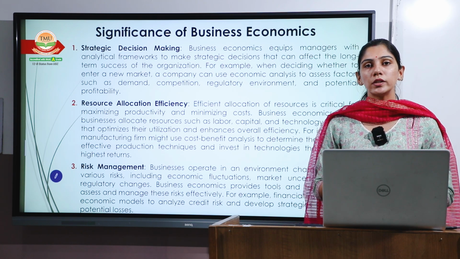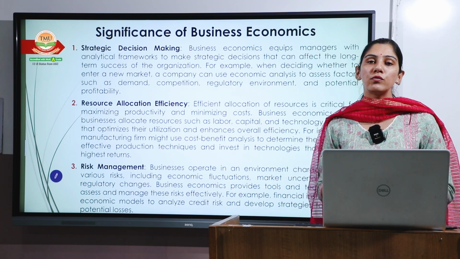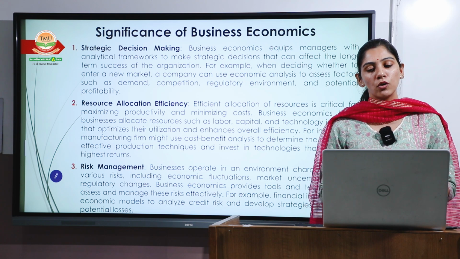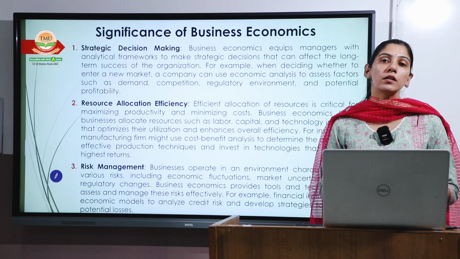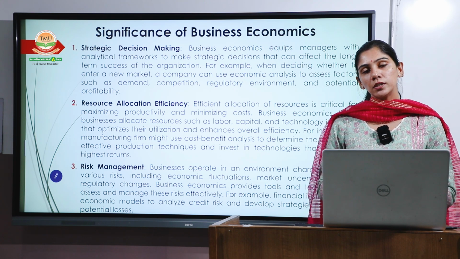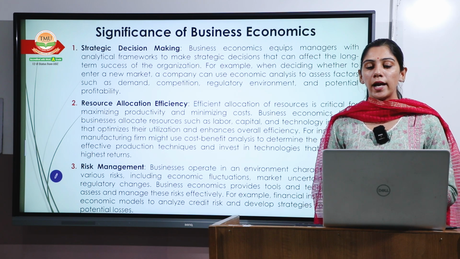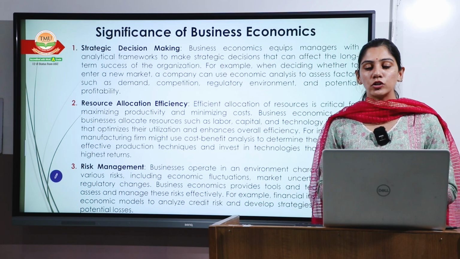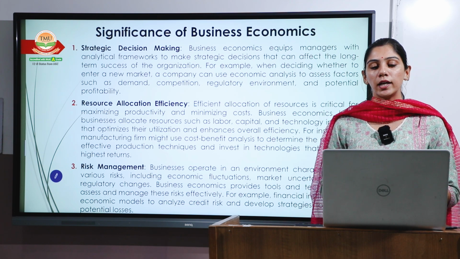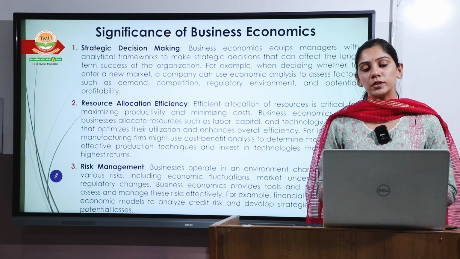Next point, resource allocation efficiency. Efficient allocation of resources is critical for maximizing production or maximizing profit. Business economics helps a business allocate resources such as labor, land, capital, and technology in a way that optimizes their utilization and enhances the overall efficiency of a business.